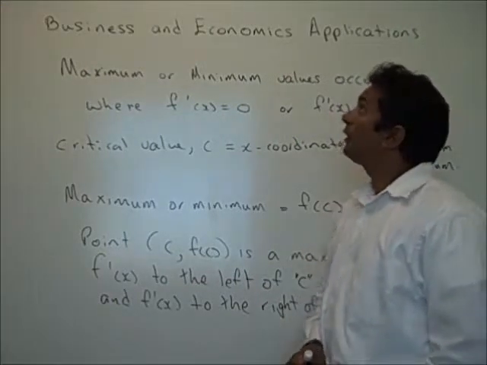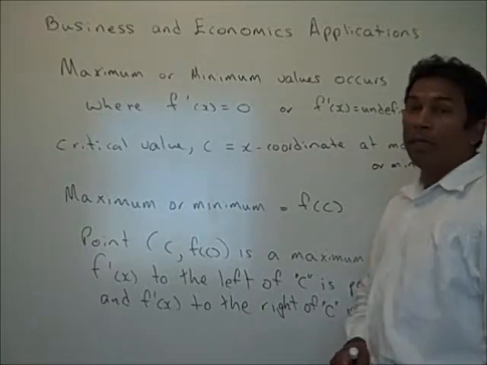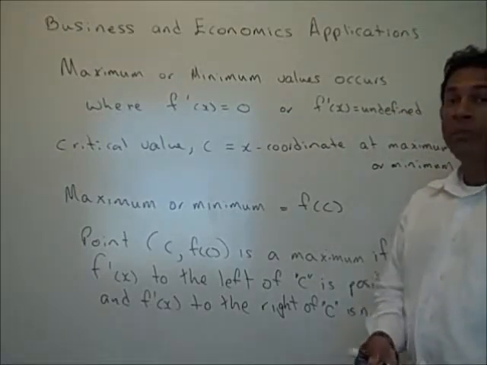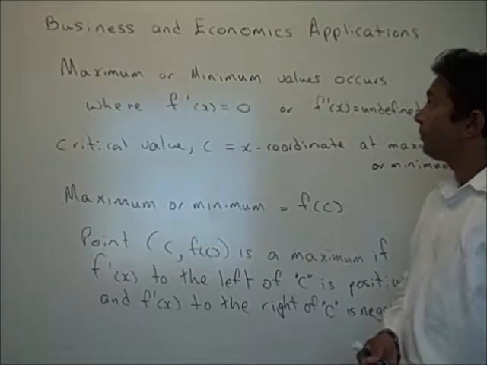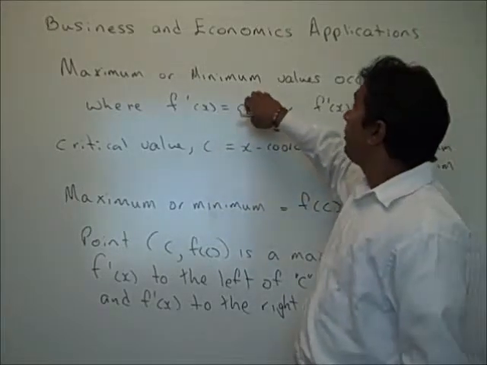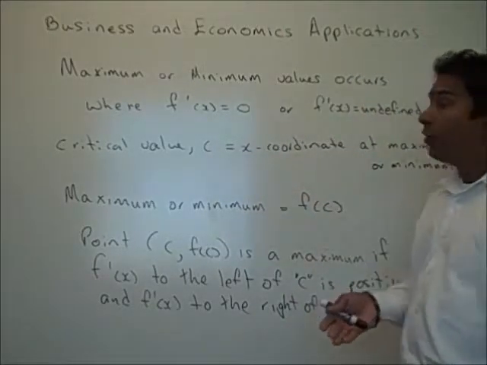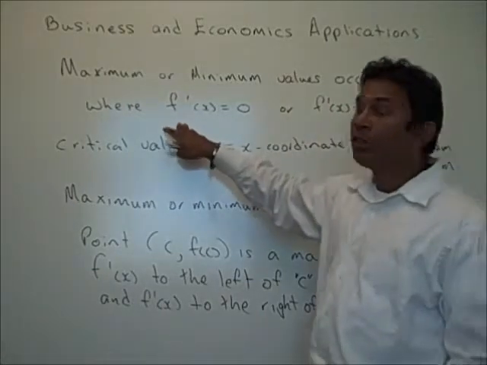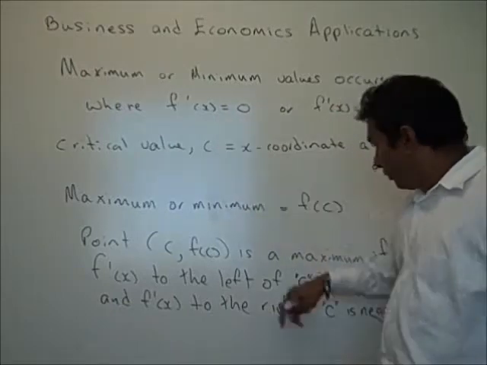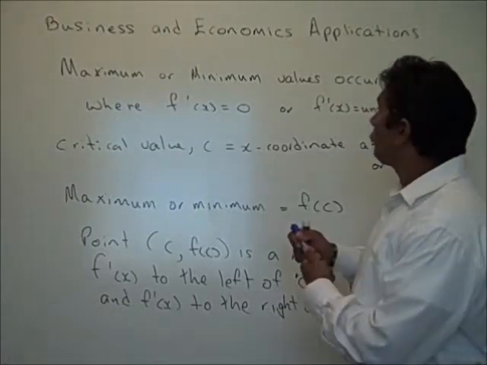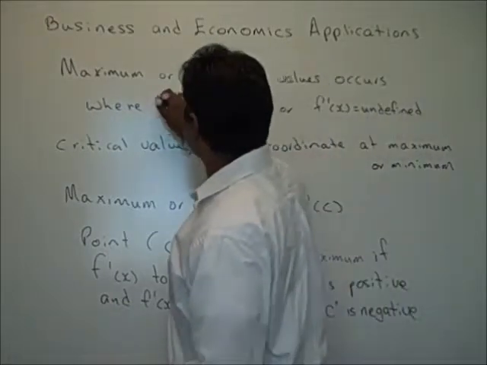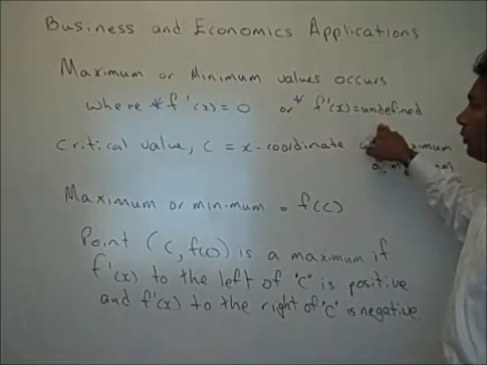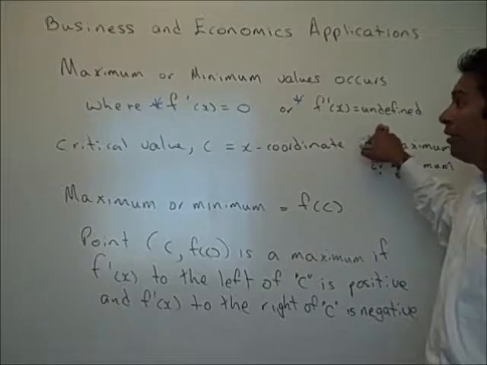In this section, we're looking at our business and economics applications. Here, we're trying to figure out where our maximum and minimum values occur. The maximum and minimum value for any function, whether business or algebra, occurs where the first derivative is equal to 0 or where our first derivative is undefined. So we have to keep in mind these two conditions.